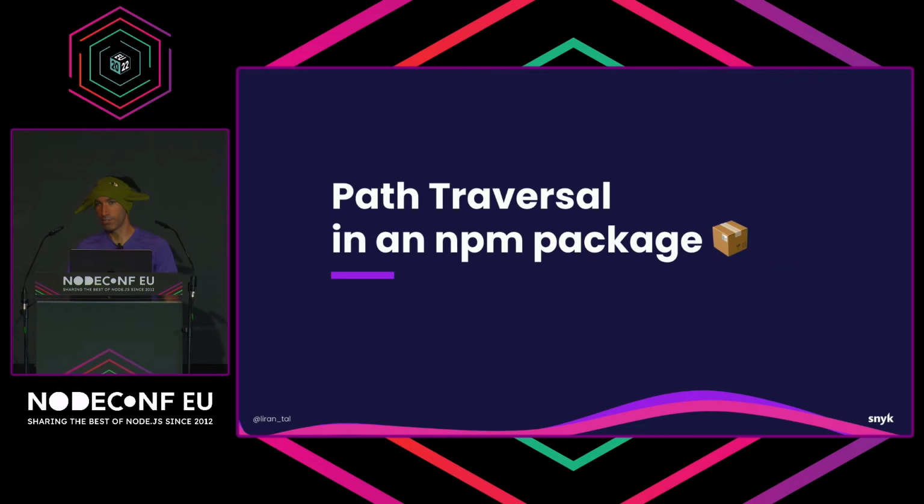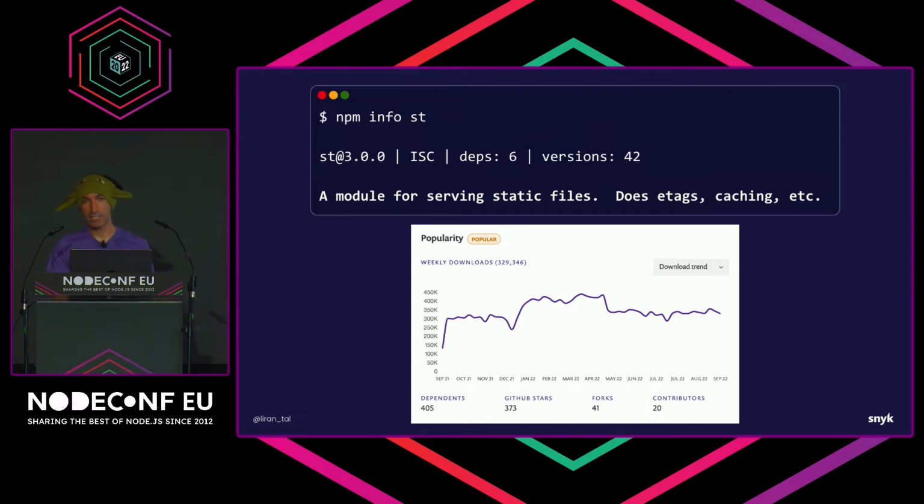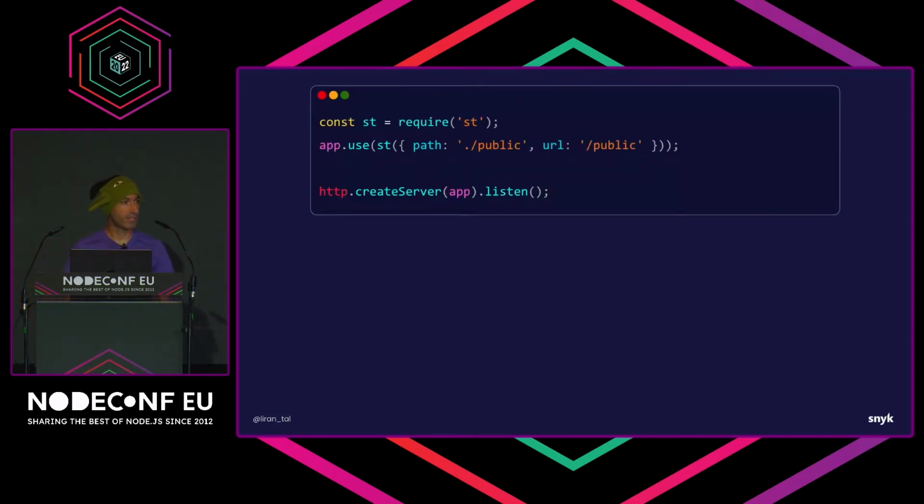So what better way to learn than looking at vulnerable code and trying to understand what the fix was, why it was vulnerable, and so on. Here's some Path Traversal in an NPM package. This specifically is affecting a package called ST, which eloquently describes itself as a module for serving static files. It's pretty popular, existing for a while in the ecosystem and having about 500,000 downloads per week. So it's pretty useful. It's used to serve CSS or images or whatever you want to serve.